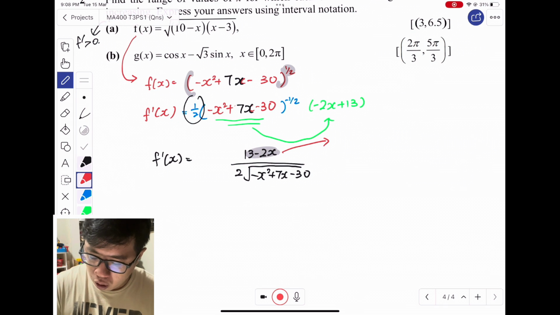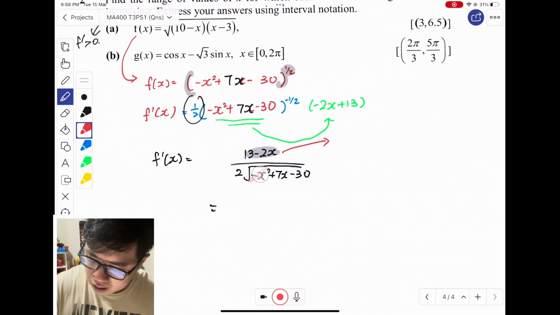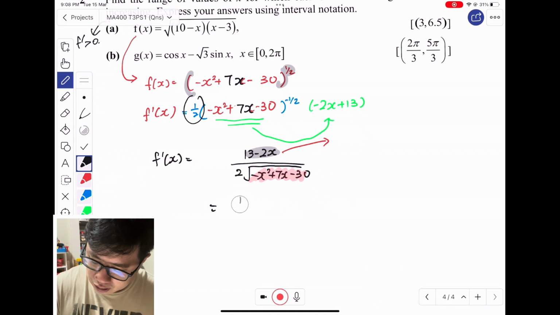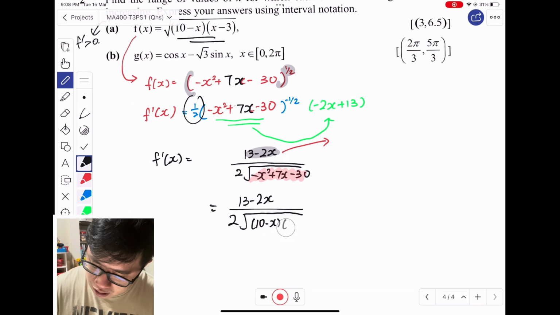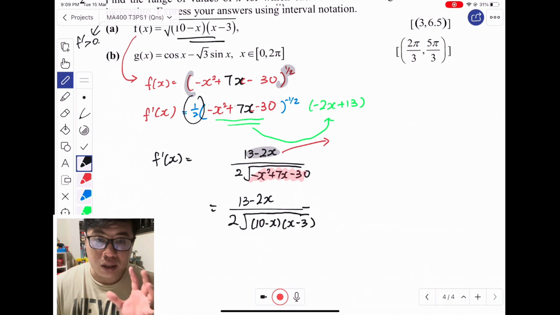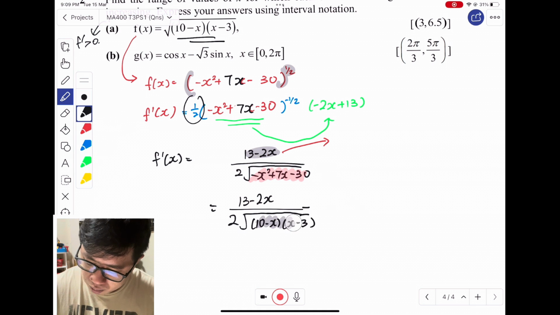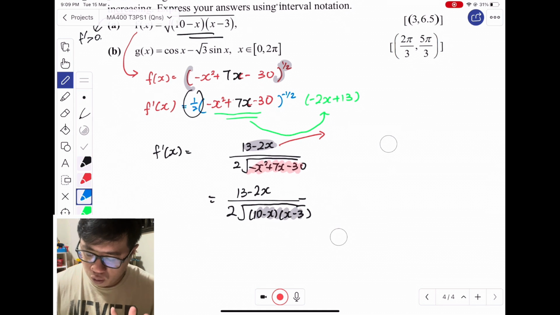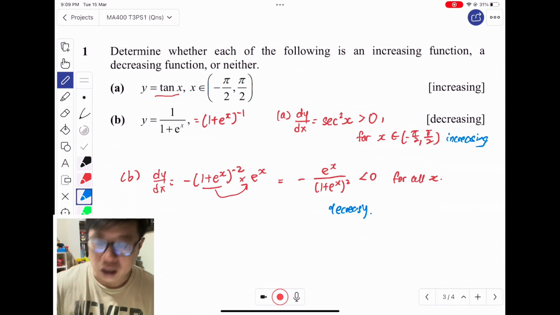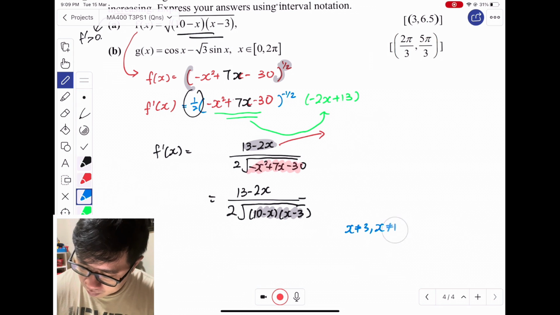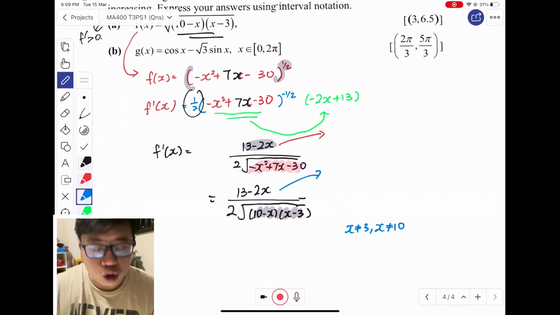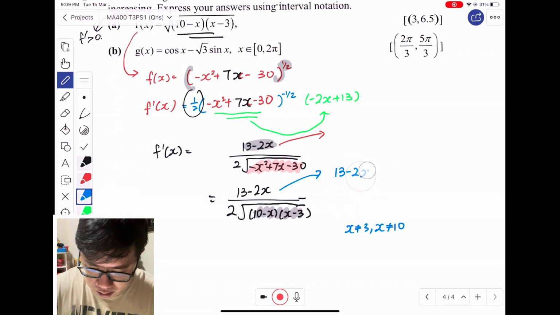So not to forget that your f prime earlier, when I expanded this section, is actually 13 minus 2x over 2 square root of, remember this part, 10 minus x times x minus 3. Now if you consider the denominator, you must make sure that it cannot be 0. It means that straight away, one of the limits you must take note of is x cannot be equal to 3, x cannot be equal to 10. Okay, now for the numerator, you need this to be positive. So 13 minus 2x has to be more than 0, suggesting that x has to be less than 13 over 2.